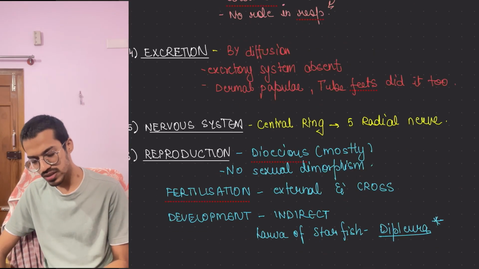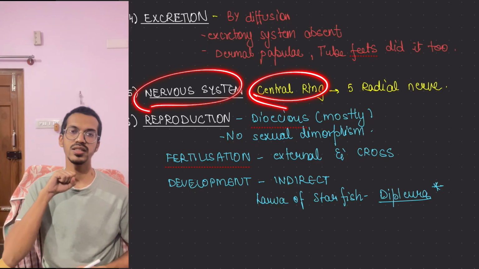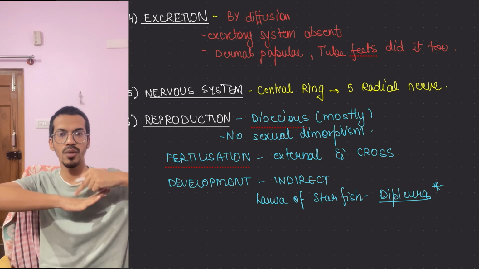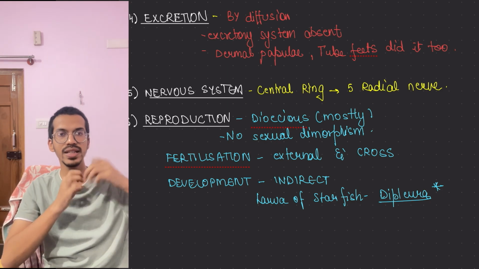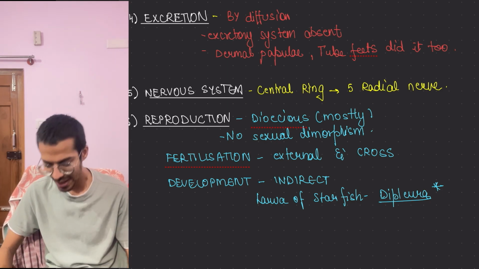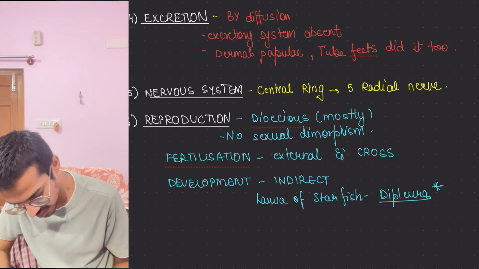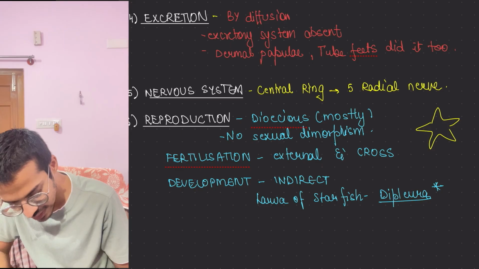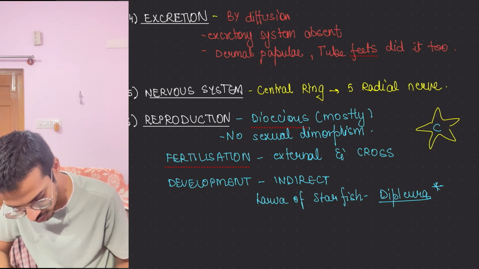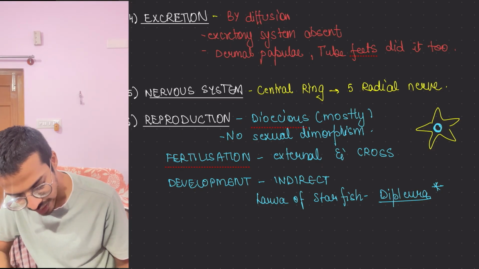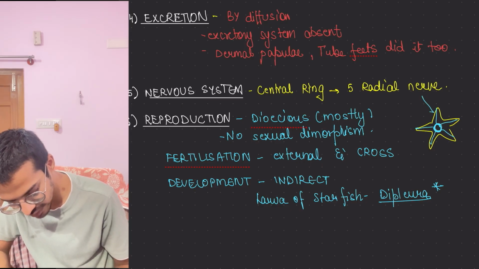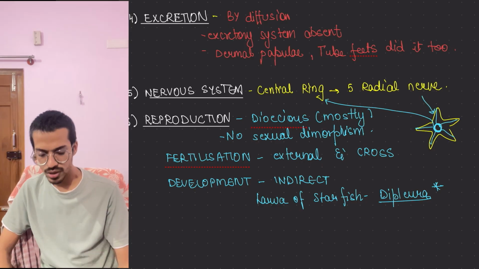Then the nervous system, it is a central nervous system, with a pentamerous pattern. In the center there is a central ring, and from there the nerves go to each arm of the starfish. Imagine the starfish like this, and in the center there will be a ring. So this is the central ring, and these are the radial nerves. These are the 5 radial nerves, and this is the central ring around it.